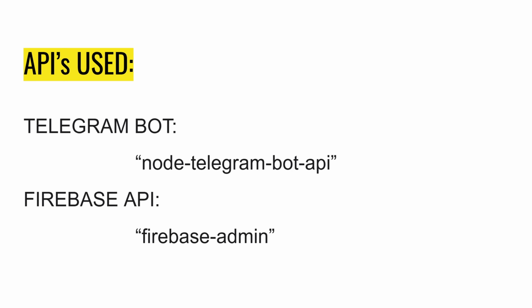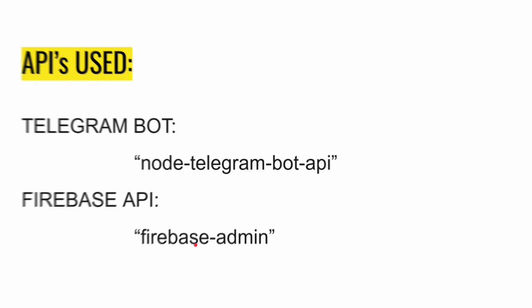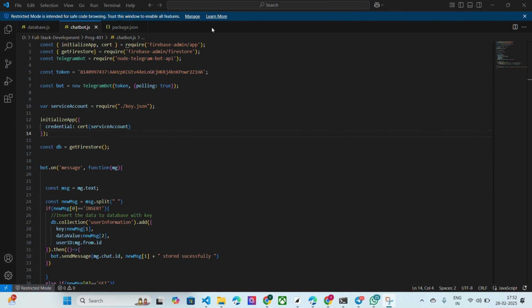Next you will see what APIs I used inside this code. For the Telegram bot, we use Node Telegram bot API. And for linking the chatbot to Firebase, we used Firebase-admin. These are the two APIs I used. Now let's see how our code works.